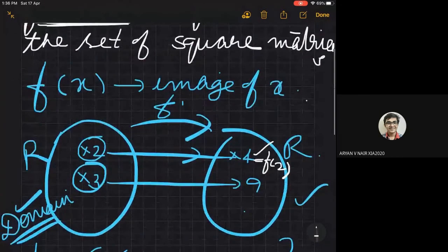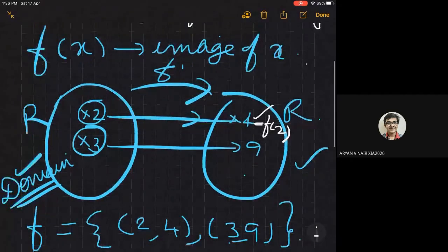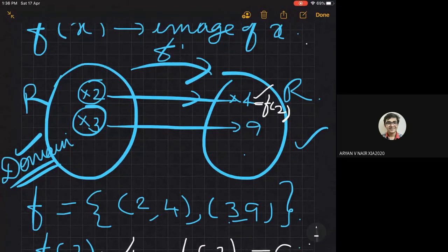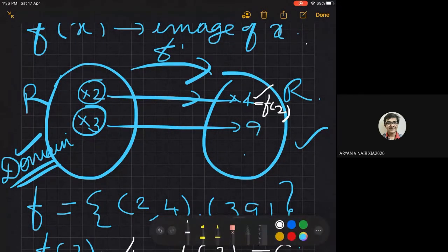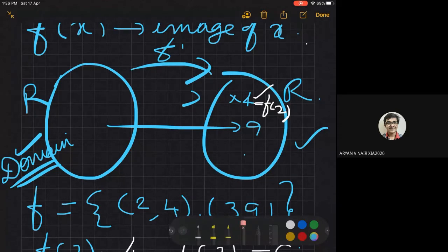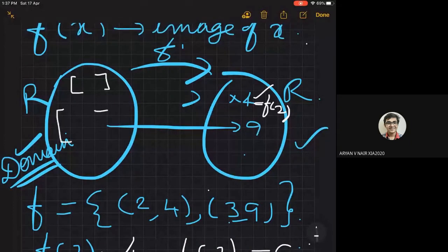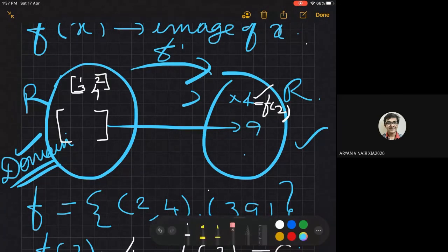Now, I am coming back to the same function for defining determinant. What is here? In this domain, we keep all the square matrices. Here in this domain we consider all the square matrices. It can be a square matrix of order 2, it can be of order 3, it can be square matrices of any higher order. For example, I am taking one square matrix 1, 2, 3, 4. And its image will be on the right side.